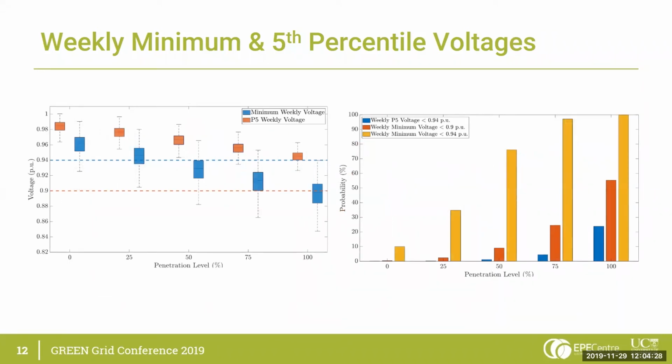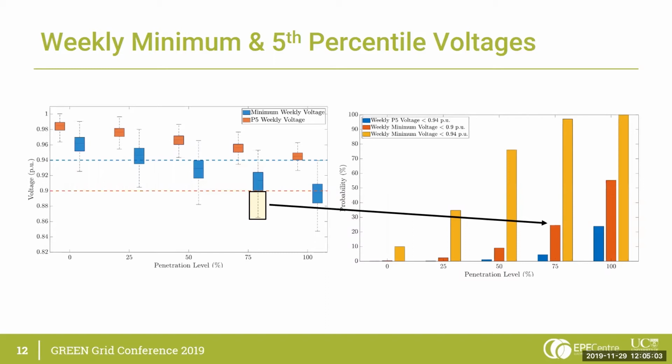Okay, the probability of a single weekly voltage excursion beyond 0.94 per unit can be interpreted from the minimum weekly voltage distribution, as shown here as an example for the 75% penetration level. This provides a probability of around 95%. Similarly, the probability of a single weekly voltage excursion beyond 0.9 per unit can also be interpreted from the minimum weekly voltage distribution. This time, however, as shown here, this provides a probability of around 25%.